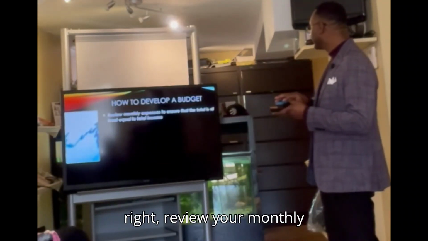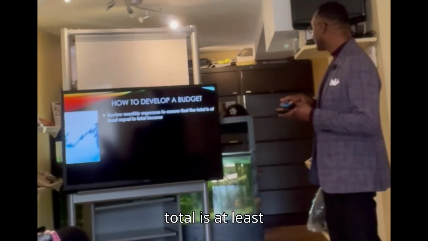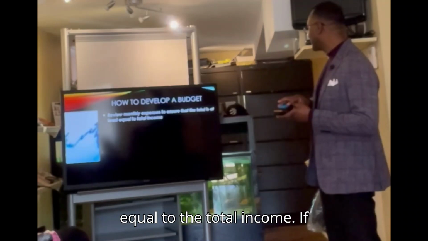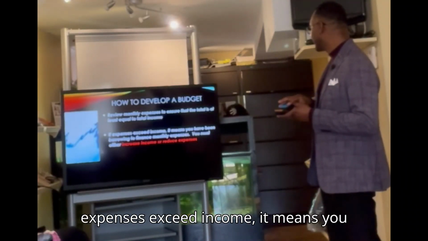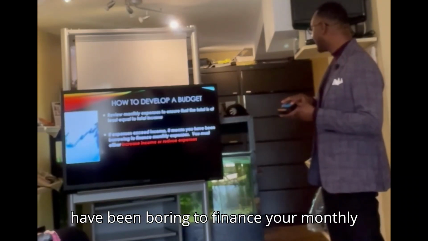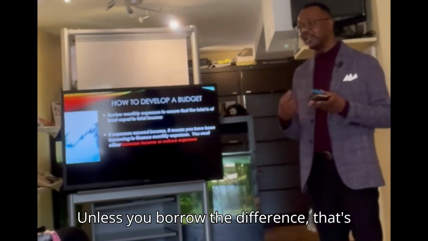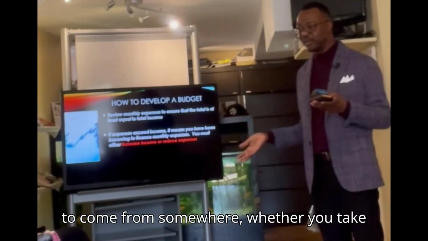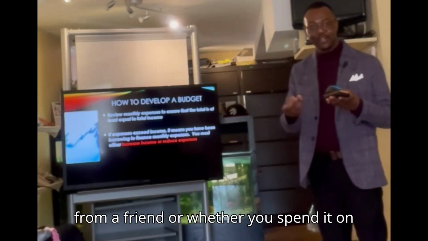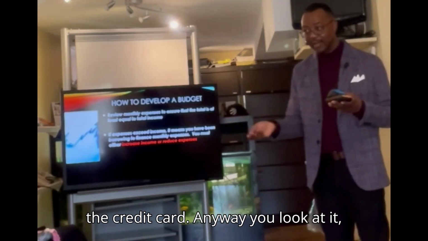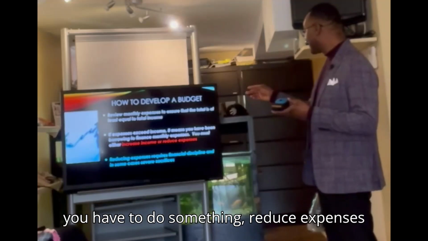All right. Review your monthly expenses to ensure that the total is at least equal to the total income. If expenses exceed income, it means you have been borrowing to finance your monthly expenses. That's what it means. There's no way you can spend more than you earn unless you borrow the difference. It has to come from somewhere, whether you take an overdraft, borrow it from a friend, or spend it on the credit card. Any way you look at it, it's borrowing, because that's the only way you can spend more than you earn. So you have to do something.